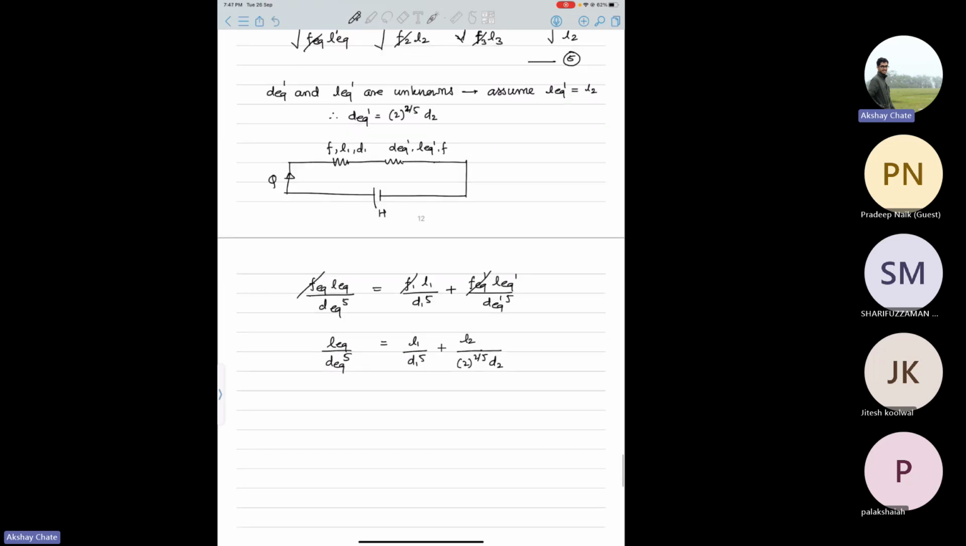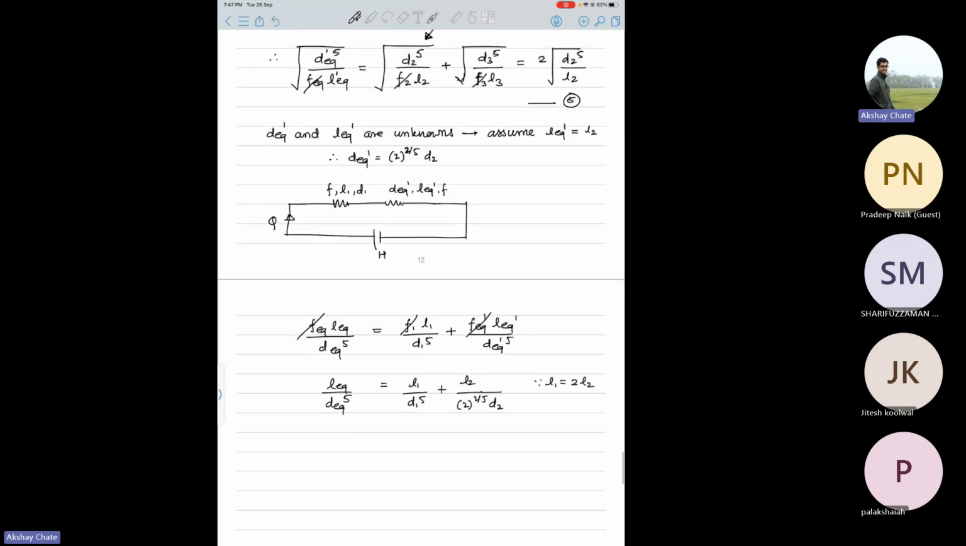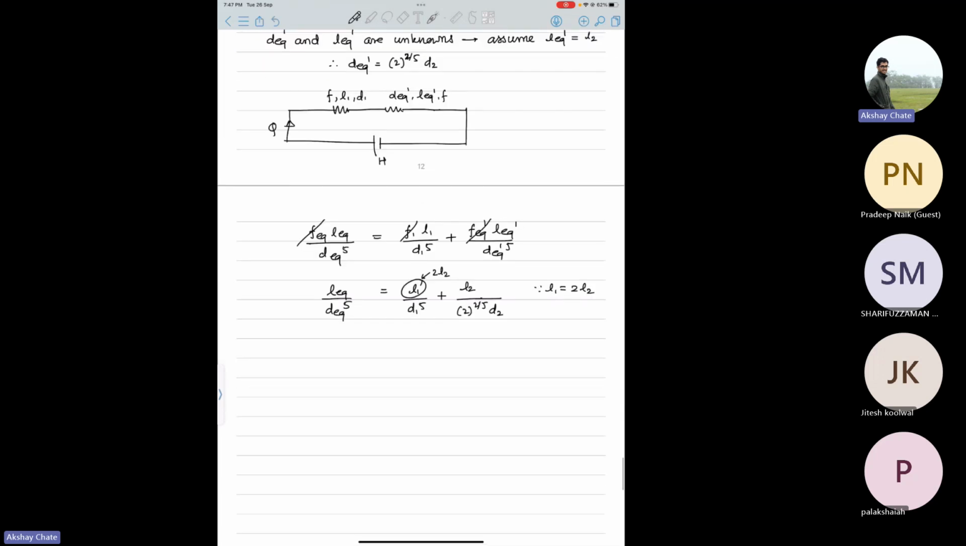Now also we know that L1 is 2 times L2, so I can replace this with 2 times L2. D1, D2, D3 are same. So therefore this becomes 2L2 by D1 power 5 plus L2 by 2 to the power 2 by 5 into D1. So you can solve this, right? If you don't have the values, you can't, but the values will be given to you in the question. So that is not a problem typically.